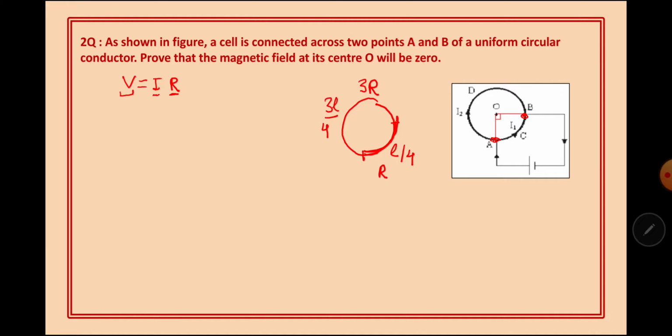Therefore, the resistance of part ADB is 3 times the resistance of the remaining part, that is ACB. Therefore, current through ADB, which we have assumed to be I2, will be 1/3 of the current through ACB, that is I1. So this is what we have learned, that current flowing through this longer part will be small as compared to the remaining part. So the value of current we have found now.